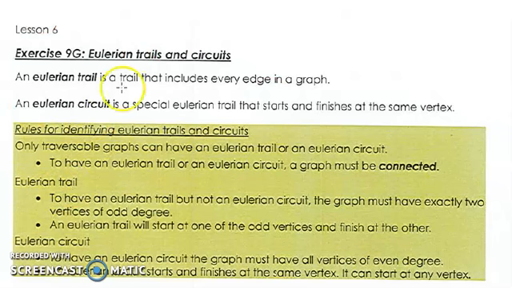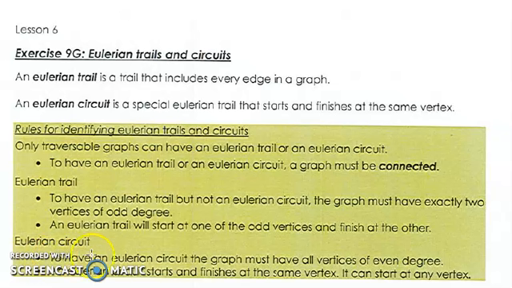So these will make sense once we get into specific examples. The rules for identifying Eulerian trails and circuits are as follows. Only traversable graphs, so what we learned in the previous exercise, can have an Eulerian trail or an Eulerian circuit. To have an Eulerian trail or an Eulerian circuit, a graph obviously must be connected. To have an Eulerian trail but not an Eulerian circuit, the graph must have exactly two vertices of odd degree. An Eulerian trail will start at one of the odd vertices and finish at the other.